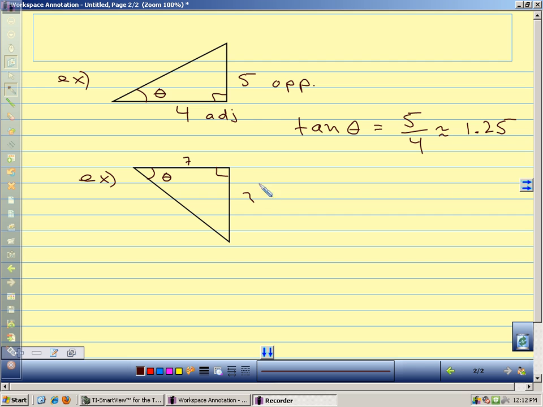So let's label our sides. Is 3 the opposite or the adjacent? Opposite. It's across from the angle. So 7 is the adjacent. Adjacent is next to. So the tangent of theta as a ratio is opposite divided by adjacent. 3 over 7. Or approximately 0.42.